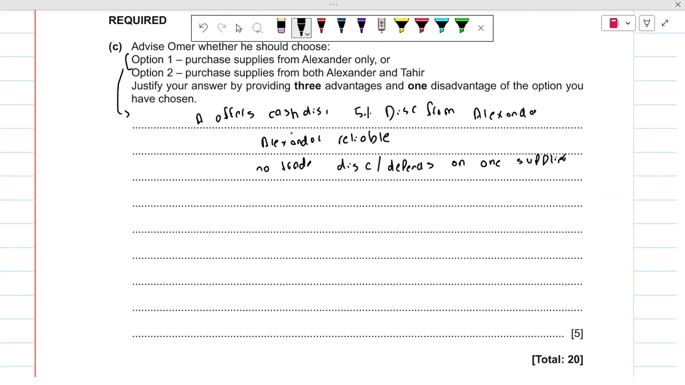Okay, and I think this is enough disadvantage we have written here. So if we talk about option 2, the advantages are there. Tahir is offering a trade discount. This is one advantage.